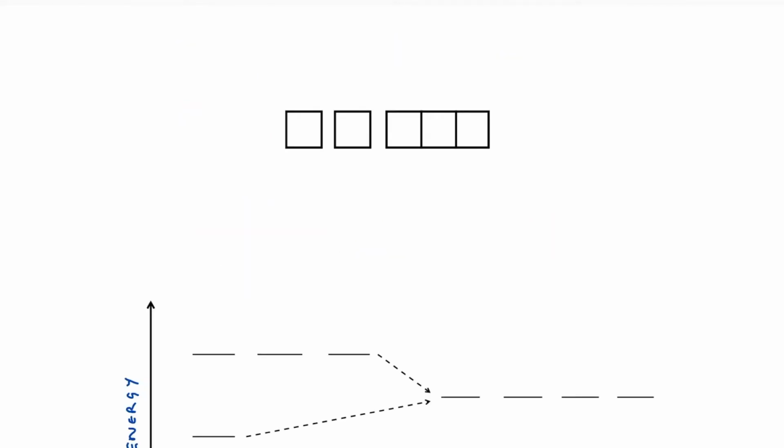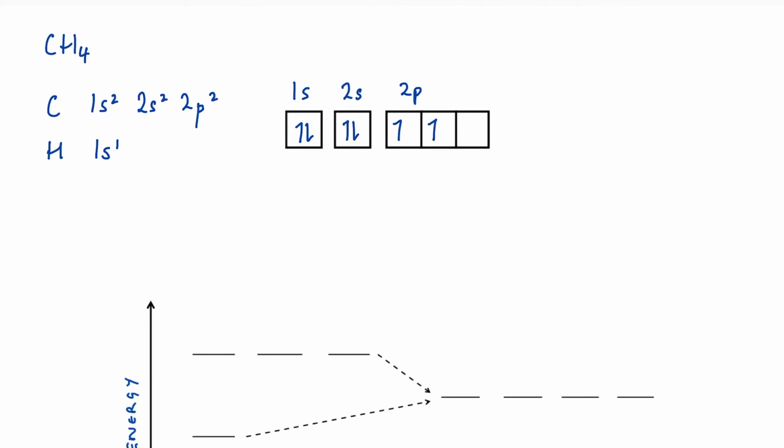Let's move on to have a look at methane, CH4. Now we know that this molecule is made up of carbon and hydrogen. Each of my hydrogen atoms has the electronic configuration 1s1, carbon 1s2, 2s2, 2p2. And you might be familiar with seeing it written like so. Two electrons spin paired in 1s, two in 2s, and one each in a 2p orbital.